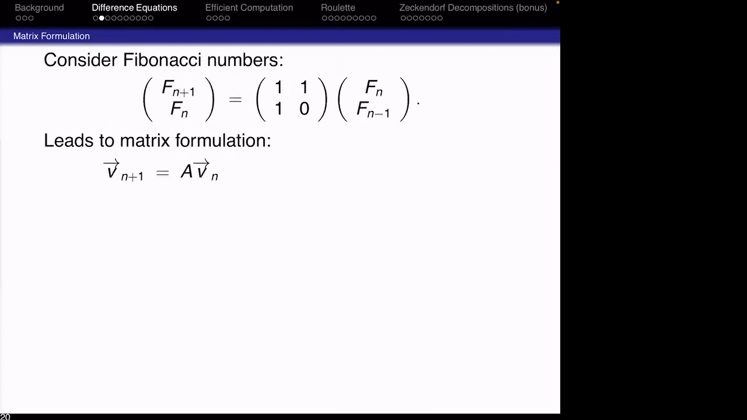So this leads to a matrix formulation of the Fibonacci problem. I'm going to let Vn be the vector (Fn, Fn minus 1). Vn plus 1 will be the vector (Fn plus 1, Fn). And so Vn plus 1 is equal to A Vn.